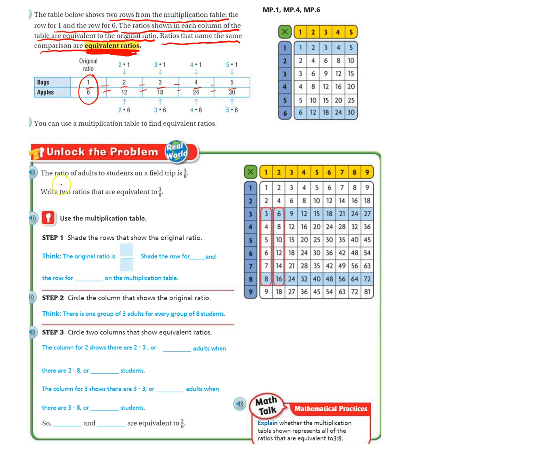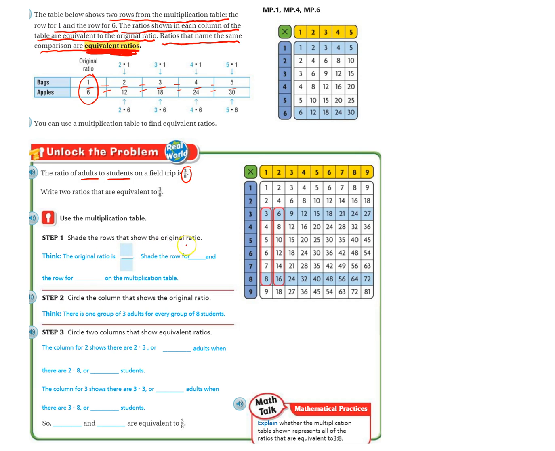Okay, unlock the problem. The ratio of adults to students on a field trip is 3 to 8, so 3 adults for every 8 students. Write 2 ratios that are equivalent to 3 to 8.